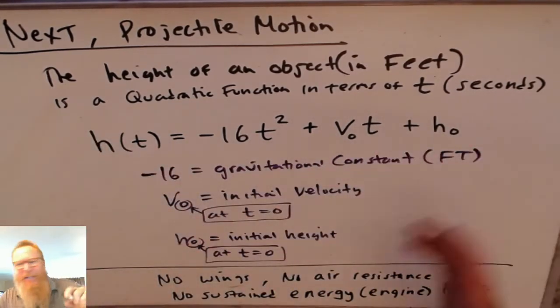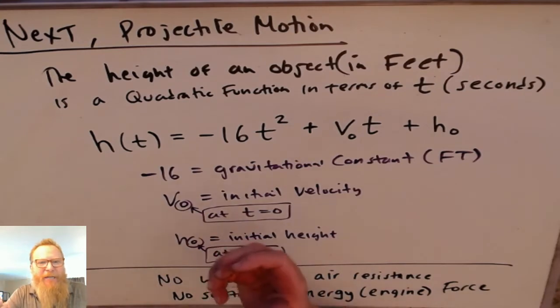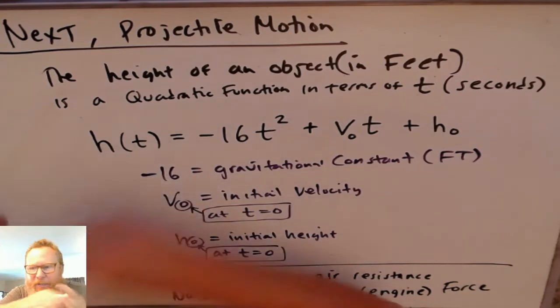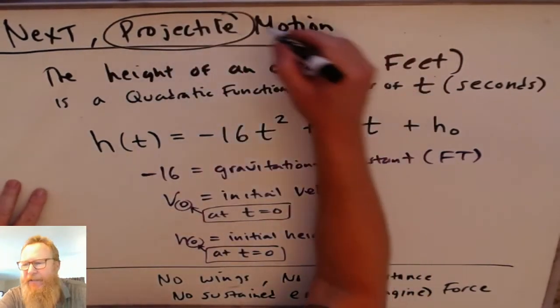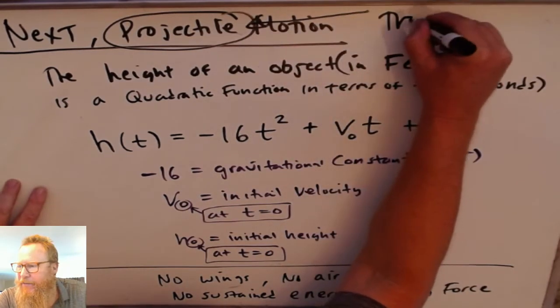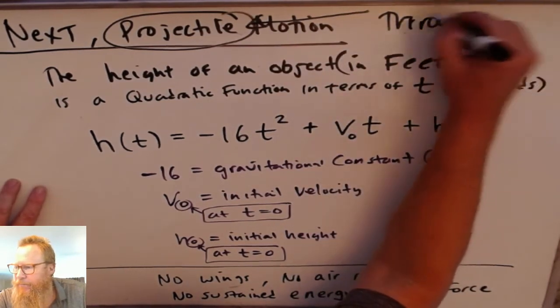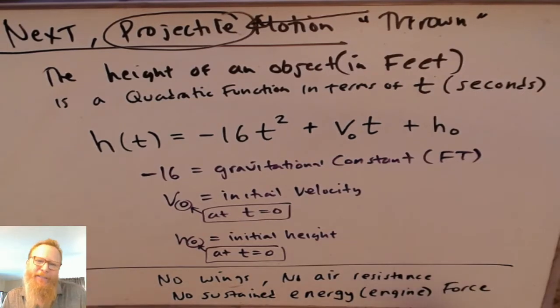So this formula is literally taking an object and throwing it. That's what a projectile is. It's basically a thrown object, although it doesn't have to be thrown. A gun, when you shoot a bullet, that's being thrown. It's being projected by the gun. The bullet itself doesn't have a little engine in it that keeps the bullet going, right?